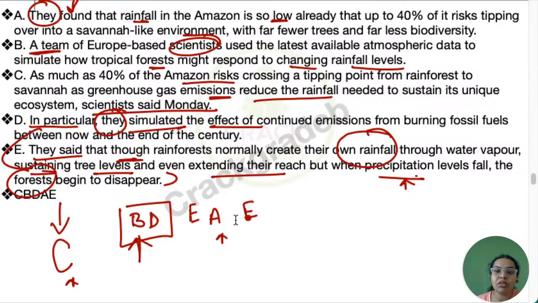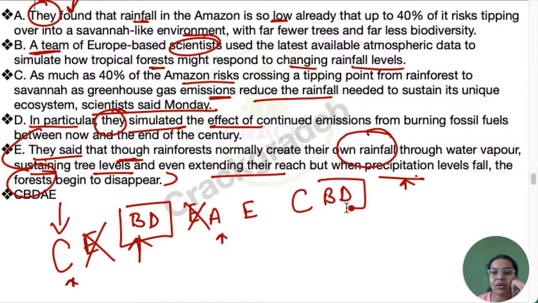You can go through this method where you can place E at 3 places and see. It is not gonna work here, it is not gonna work here. In C, you are giving this opening statement of scientists. In B and D, you are explaining what they are trying to do, what they are trying to simulate. In A, you are talking about whatever they found, and based on the finding, now they are giving us a result, a conclusion, that is in E. So that is your arrangement.